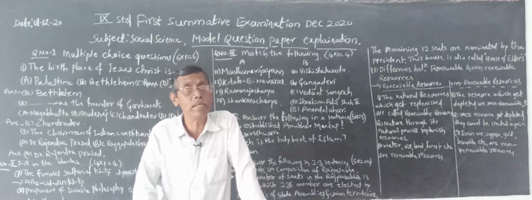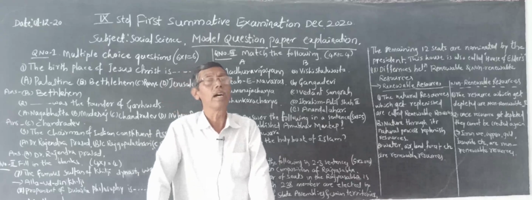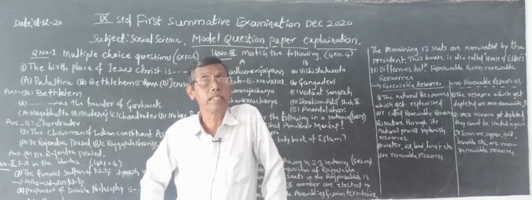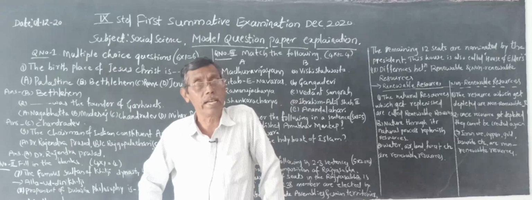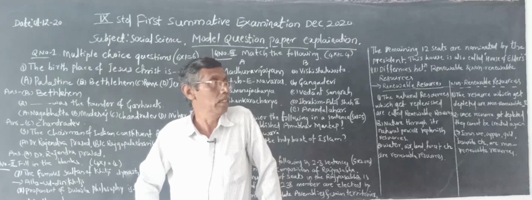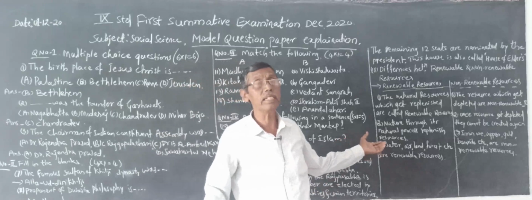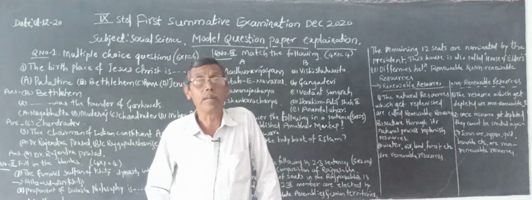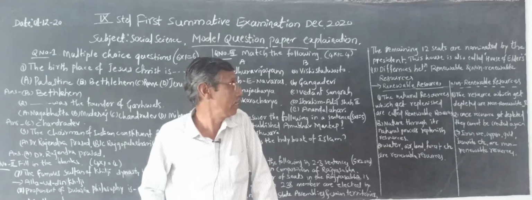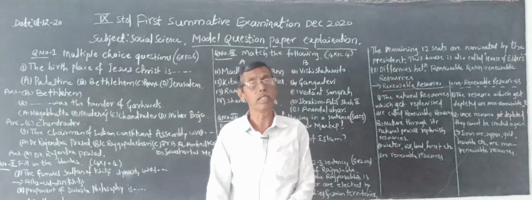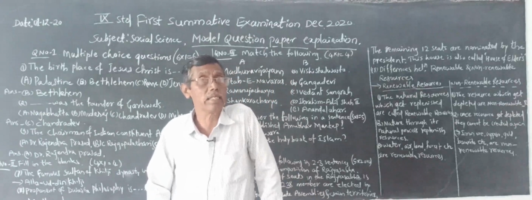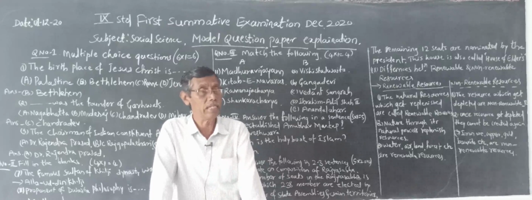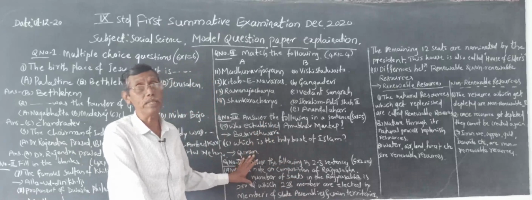And the remaining 12 members are nominated by the President of India, who are experts in arts, literature, science, technology, agriculture. So, who are experts in some particular field. So these 12 members are nominated by the President of India, and this house is also known as House of Elders. Another name of Rajya Sabha is House of Elders. That is about the composition of the Rajya Sabha.